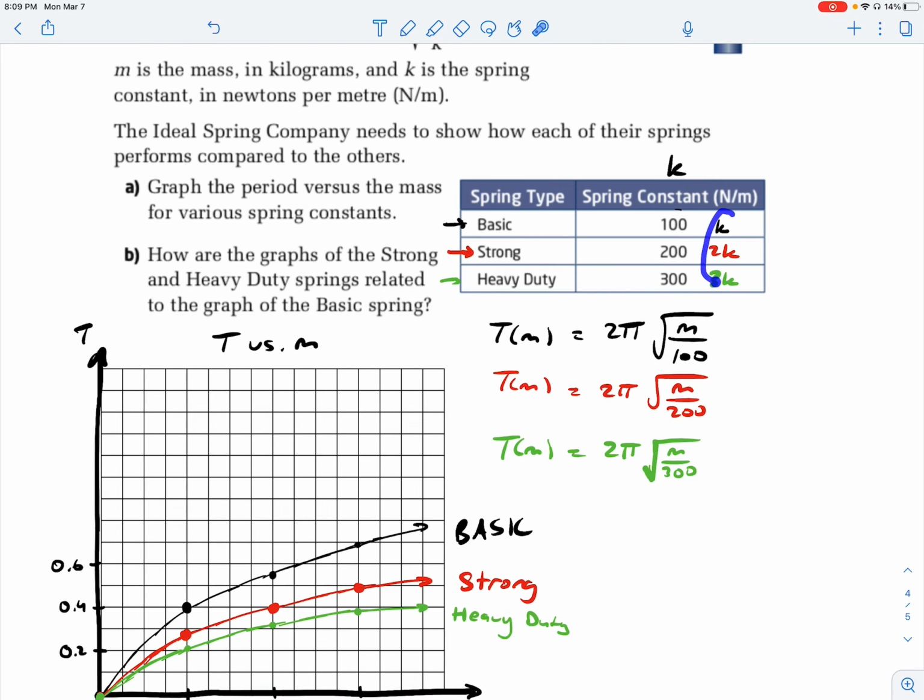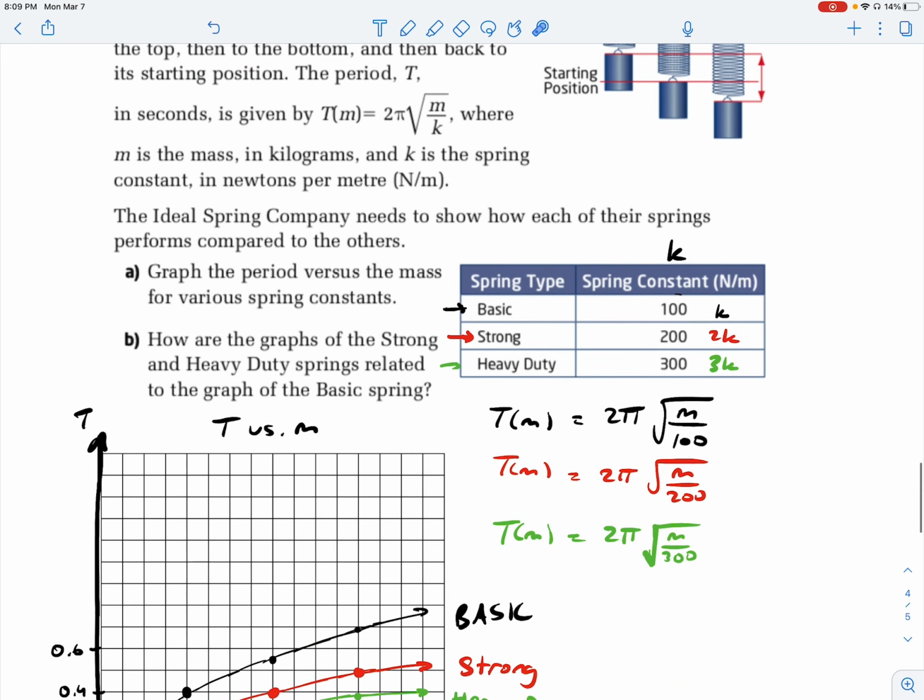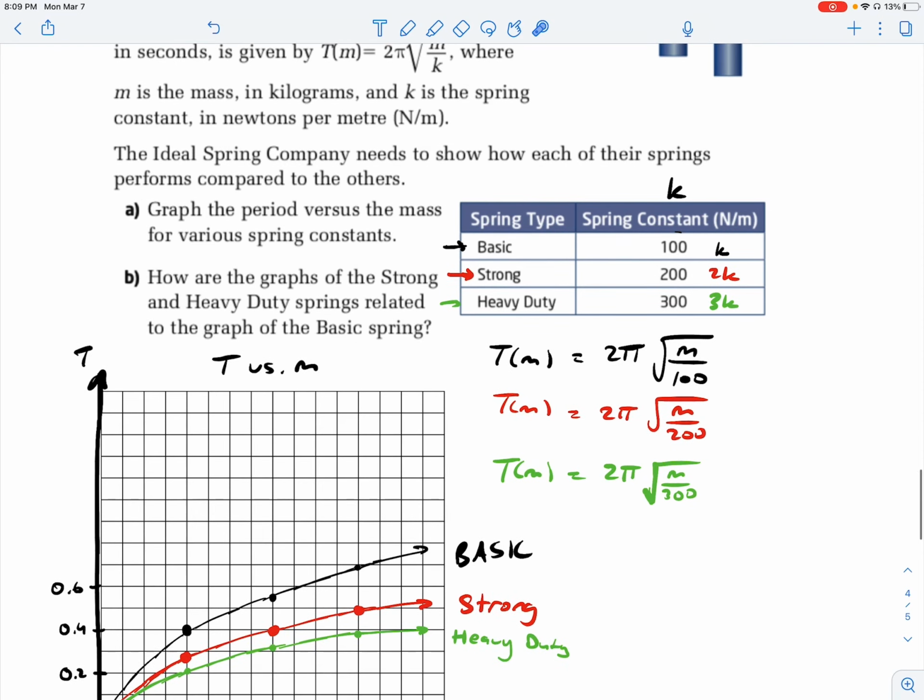So if I look at it this way, and remember K is in the bottom of the equation, I can actually think of this as being doubled for the strong spring, or I can think of this as being tripled for the heavy duty spring. So how does that affect the graph? Okay, if I do that, what I can think about is, if I'm going from here to here, I've caused a horizontal stretch by a factor of 2.